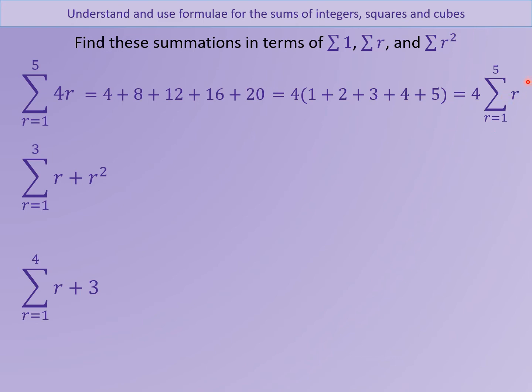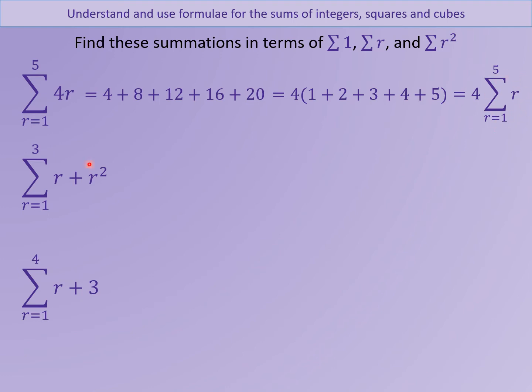From that we can see that if we had a question like this, we could factorise out the 4, bring it to the front here, and then use the rule that we know for r. So we would use the half n plus 1 formula to work out the rest of this.